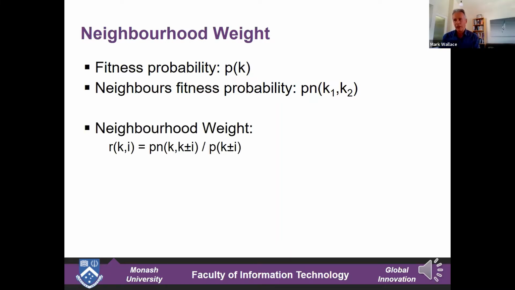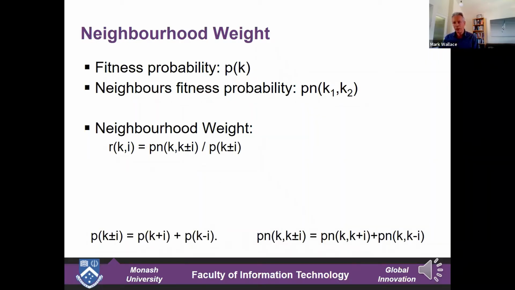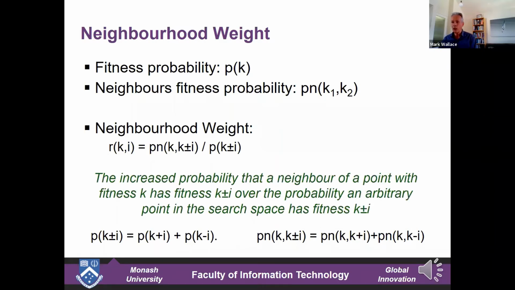And the neighbourhood weight, which we call RKI, where I is the difference in fitness between a point and its neighbour, is the probability that a neighbour of a point with fitness K has fitness K plus I or K minus I. So PN K plus or minus I is just the sum of those probabilities divided by the probability in the search space as a whole of a point having fitness K plus I or K minus I. So the neighbourhood weight is essentially the increased probability that a neighbour of a point with fitness K has fitness K plus or minus I, over the probability that an arbitrary point in the search space has this fitness.